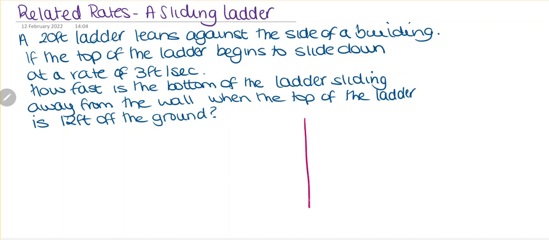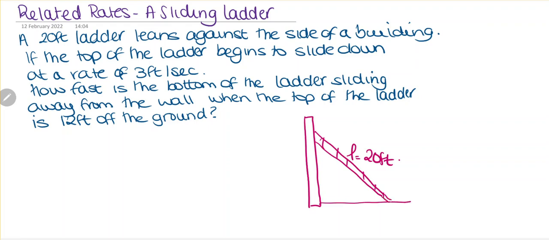So here is our building. Here is our ladder. So call the ladder L, and this is 20 feet. So we have our ground. So Y, and we have X.